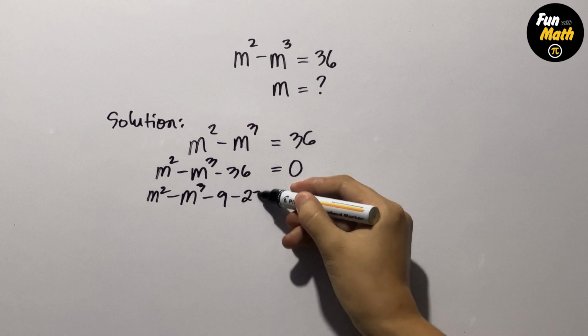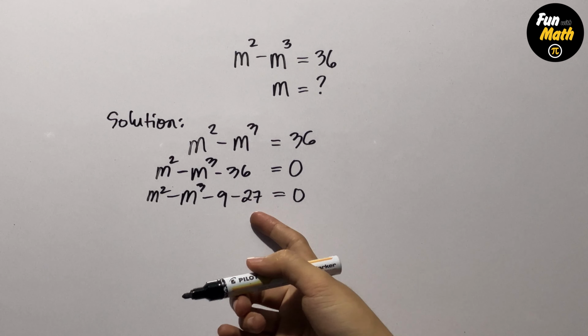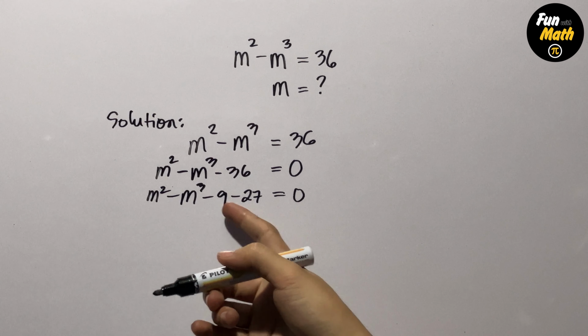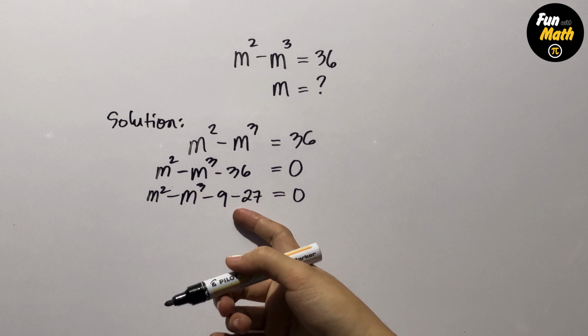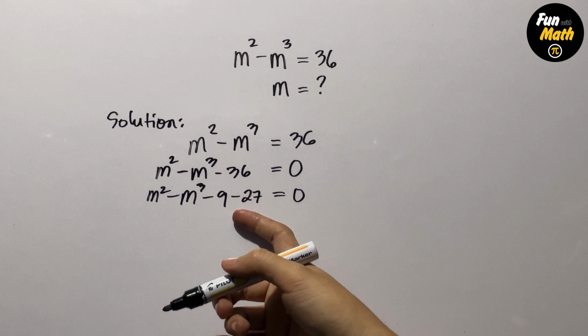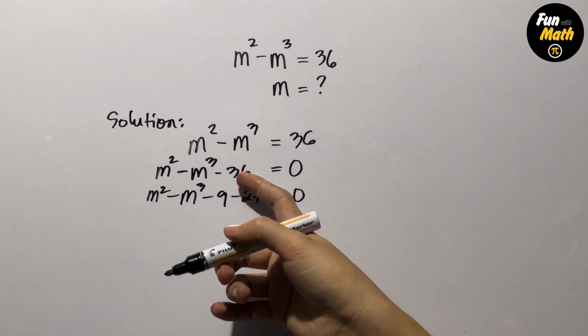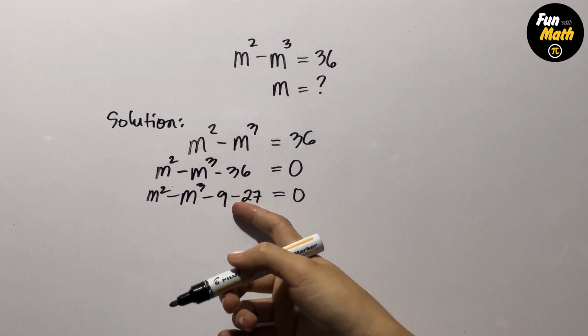Now for this, minus 9 minus 27, we consider them as negative. They are both negative, so that means we are going to add. And 27 plus 9 is 36. Then copy the sign, which is negative. So this is the split form of 36.